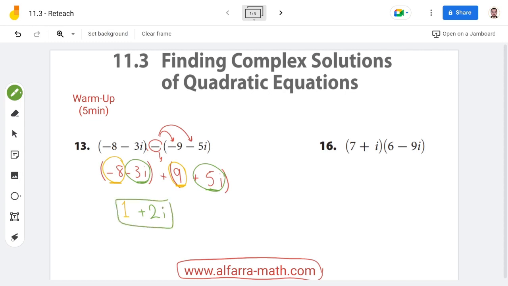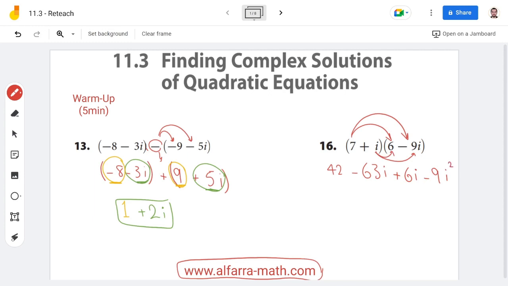Now the other one here, we need to use the distributive property. So 7 times 6, which is 42. Then 7 times negative 9i is negative 63i. Then i times 6 is equal to positive 6i. Then i times negative 9i is equal to negative 9i squared.